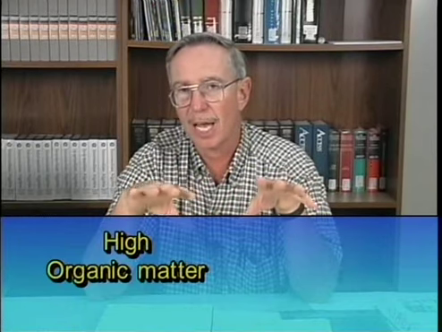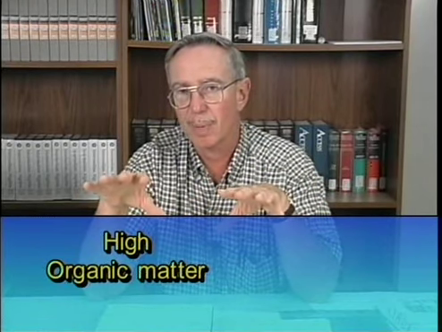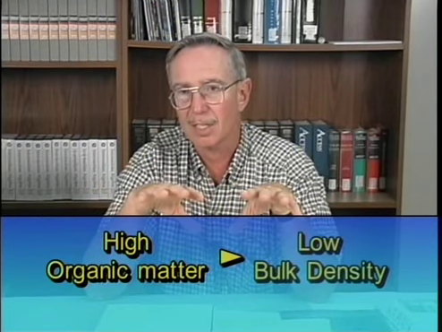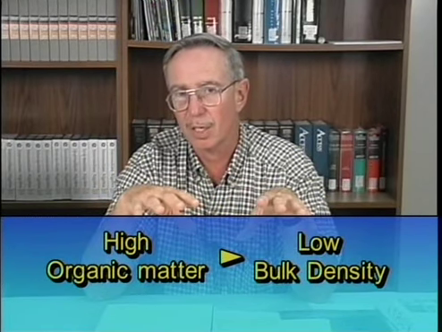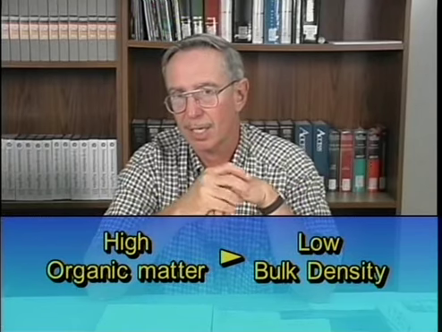So for any given textural class of soil, if we have a soil within a given textural class with a high organic matter content, we would expect its bulk density to be less than the same textural class of soil which had a low organic matter content. So probably the easiest way to remember that is that within a given textural class of soil, increasing the organic matter content will reduce or decrease the bulk density.